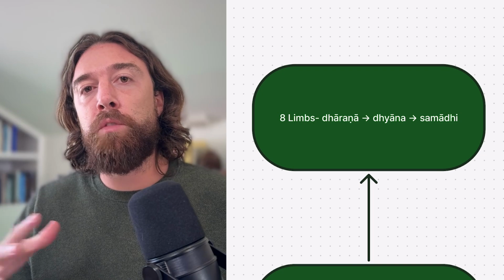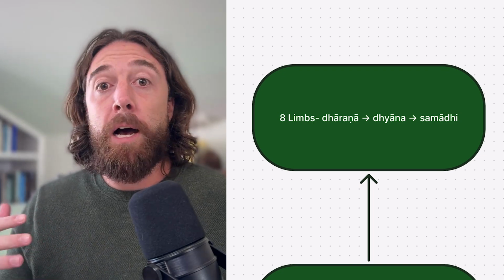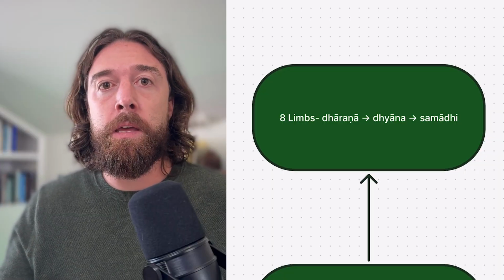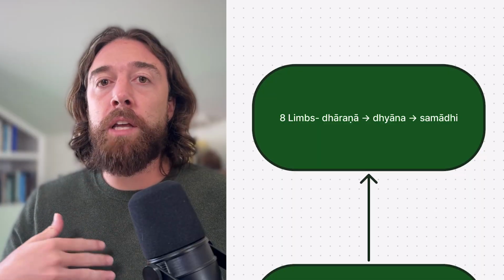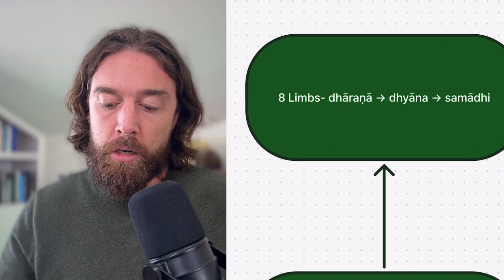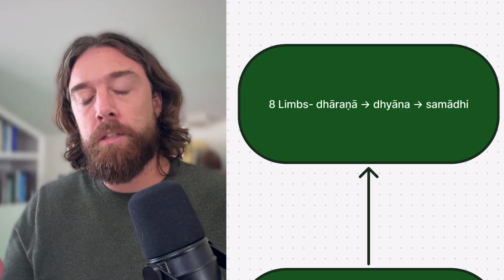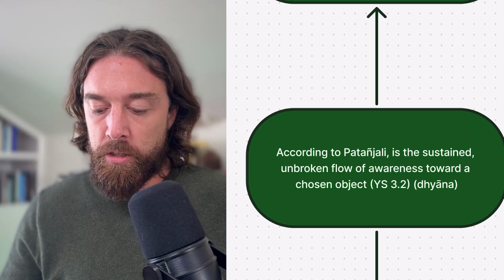So in this system, what we see is early on moral and ethical observances, and then it moves into postures, essentially how you sit in meditation for a long time, breath practices, and drawing the attention inward, and then eventually moves into dharana, dhyana, and then that leads to samadhi, which again is this realization of who we are on a deeper level.